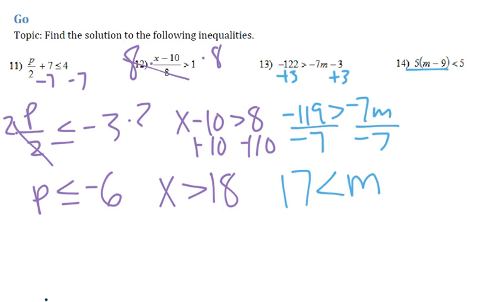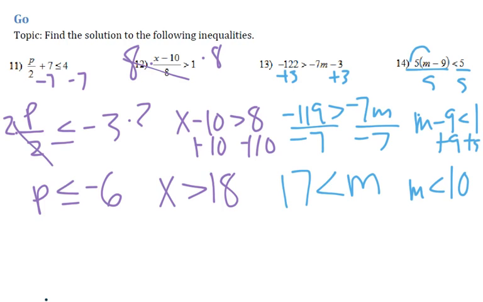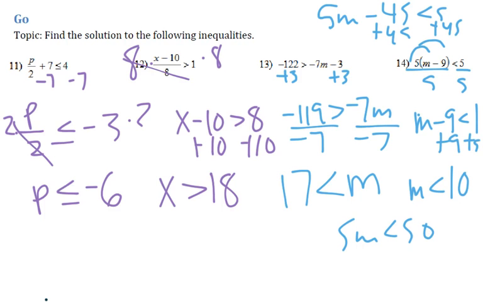The last one, I would start out by dividing by 5. So we get m minus 9 is less than 1. Add 9, we get m is less than 10. Or you could have distributed it and had 5m minus 45 is less than 5. Add 45 to get 5m is less than 50. Divide by 5, and you would have got the same answer.